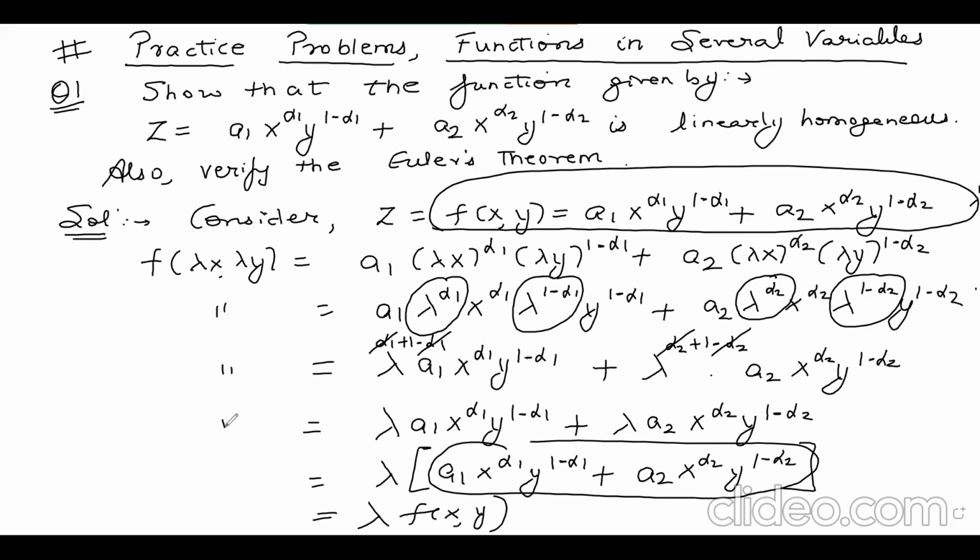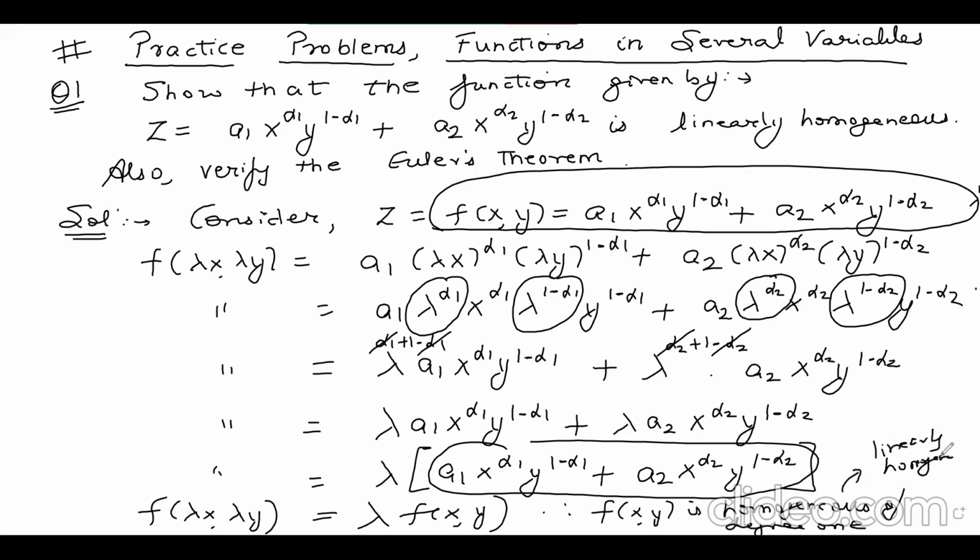So what I've shown essentially is that f of lambda x, lambda y is lambda times f of xy. Therefore, I can write that f of xy is homogeneous. It is homogeneous of degree 1. Or I can say it is linearly homogeneous. This is what we had to show. We had to show that f of xy is linearly homogeneous. I've shown that to all students.